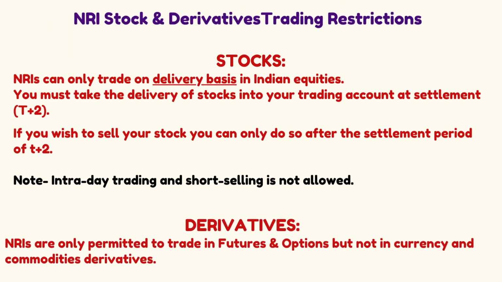NRIs can only trade on delivery basis in Indian equities. What it means is you must take the delivery of stocks that you buy into your trading account, which is currently T+2. So if you wish to sell your stocks, you can only do so after the settlement period of T+2. So any intraday trading or short selling is not open to NRIs at the moment. With regards to derivatives, NRIs are only permitted to trade in futures and options and not in currencies or commodities.